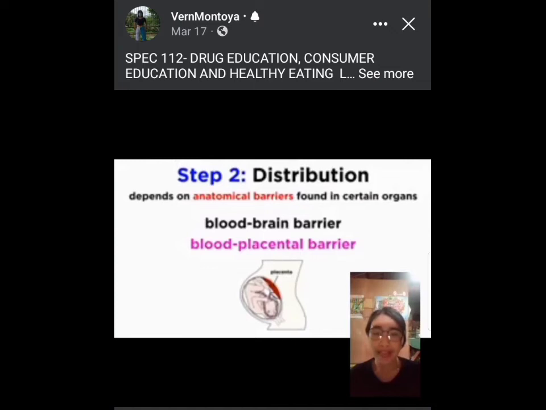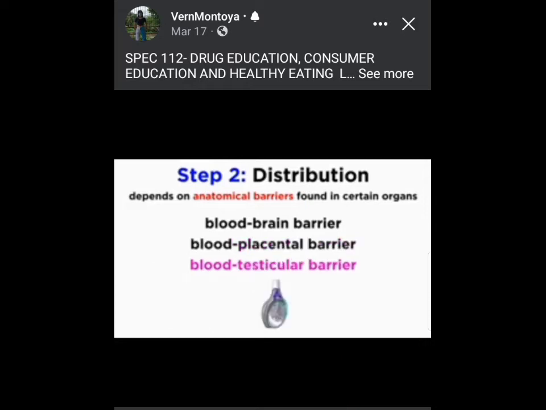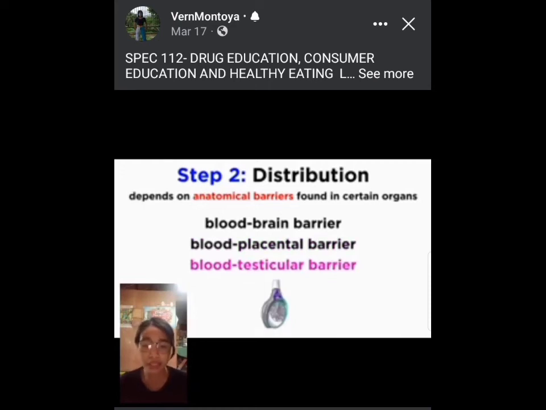There is also the blood-placenta barrier that regulates which substances can pass from the bloodstream of a pregnant woman into the fetus. There are, however, a number of substances that are able to pass through this barrier that can still do harm to the fetus, such as alcohol and certain medications. And then there is the blood-testicular barrier, which prevents many substances from reaching the male testes, therefore making disorders of the testes difficult to treat.